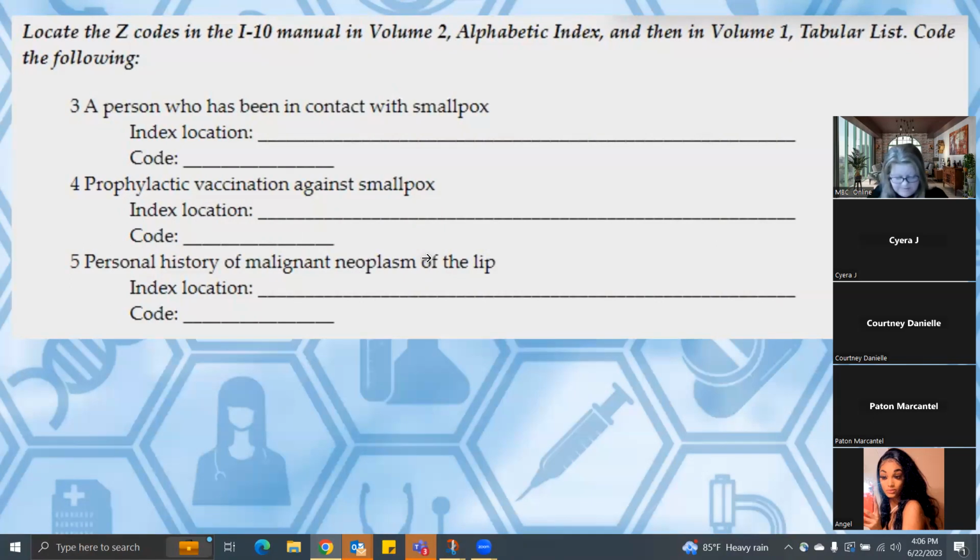Yes. Okay, all right. Let's take a look at that. Let's go in the tabular and start there. Z20.89 and see where it could get us to. It says contact with and suspected exposure to other communicable diseases.